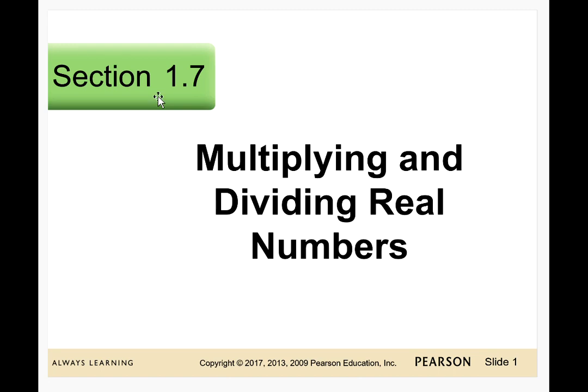Welcome to section 1.7. In this section we will be talking about the rules for multiplying and dividing real numbers. Now the good news is that they're the same rules. So once we talk about multiplying, division should be pretty straightforward.